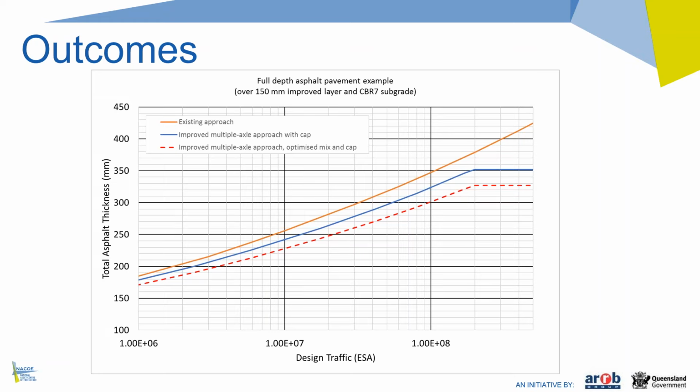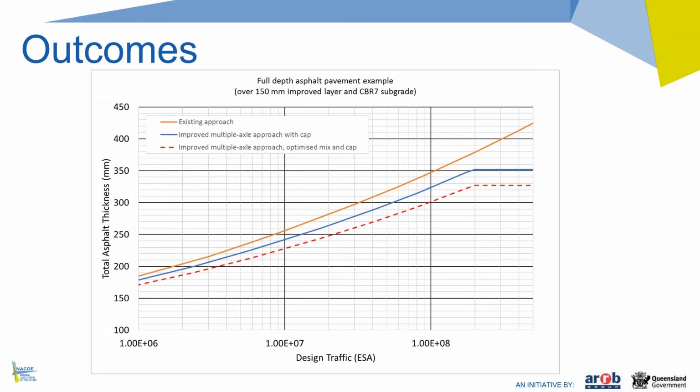So we have total asphalt thickness up the vertical axis and the design traffic along the horizontal axis in ESAs. The top diagonal line shows us the thickness of asphalt that would be achieved using the current 2013 pavement design supplement. The middle line shows the required thickness when the new multiple axle method is used. And I've also included in that line the upper limit on design traffic that Jeffrey covered yesterday at 200 million ESAs. So you can see there's a reduction in thickness typically in the order of 5 to 10% between the top line and that middle line.